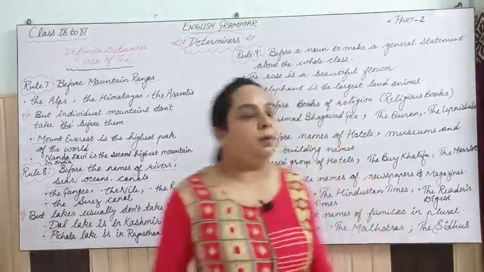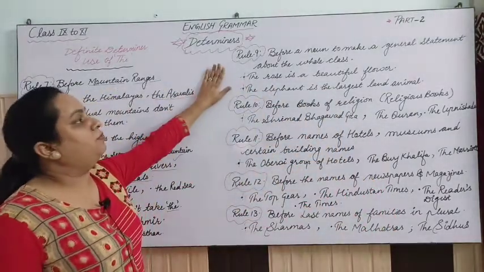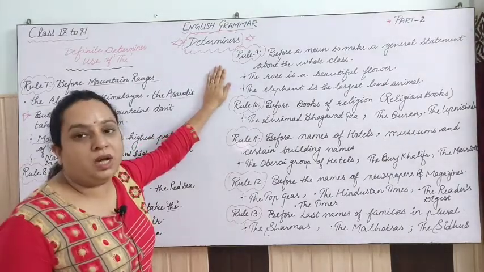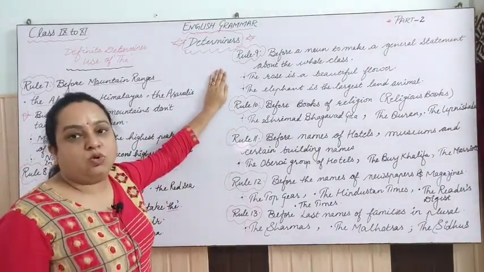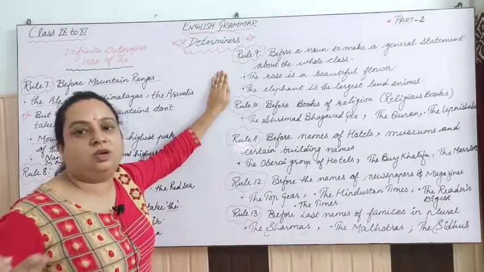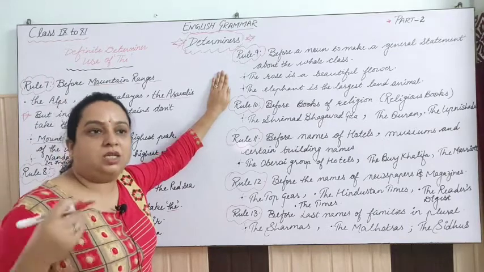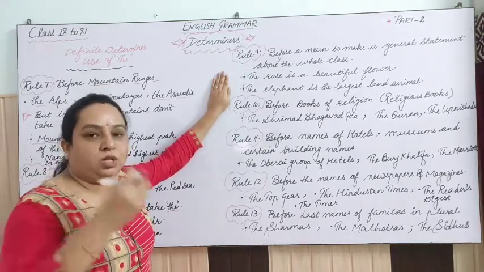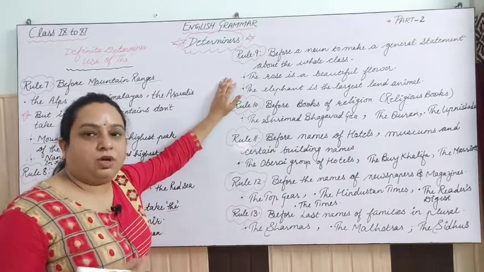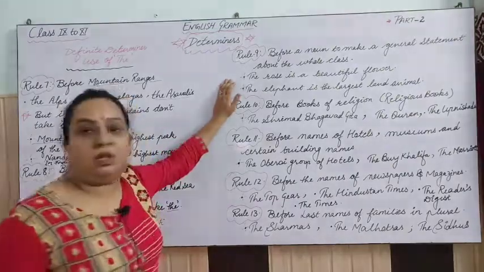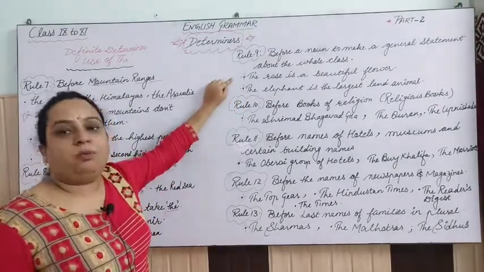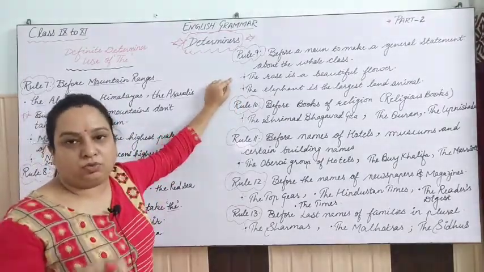Now when we talk about rule number 9: before a noun to make a general statement about the whole class. Suppose I say, the rose is a beautiful flower. Now I'm talking about all varieties of the rose, because there are roses of small size and big size, some having a very beautiful aroma, some without aroma. But right now I'm talking about the whole class of rose, right?